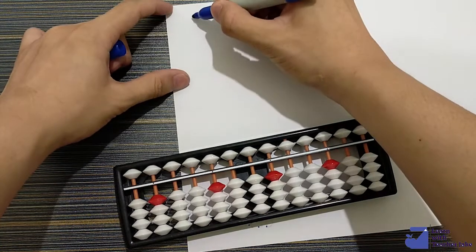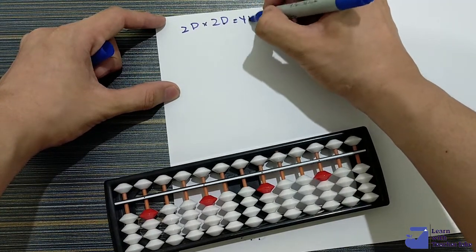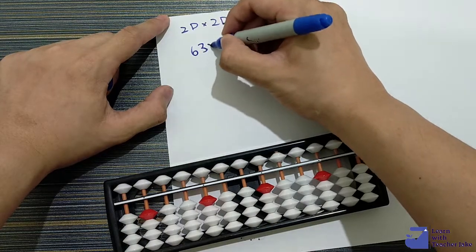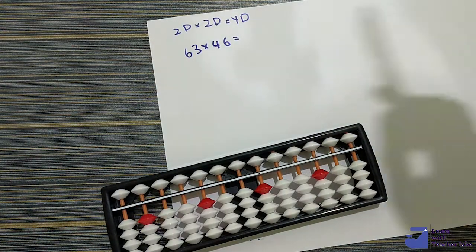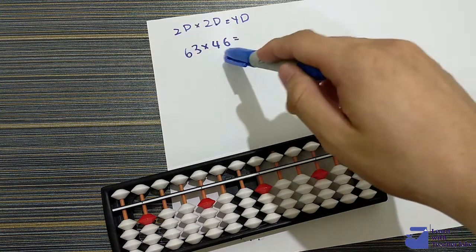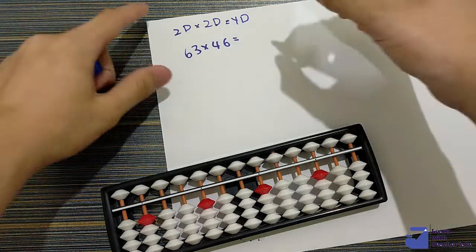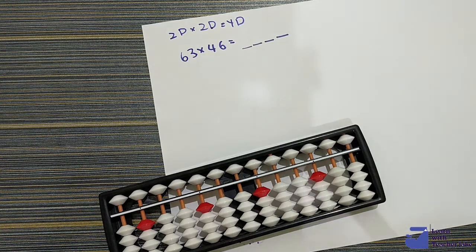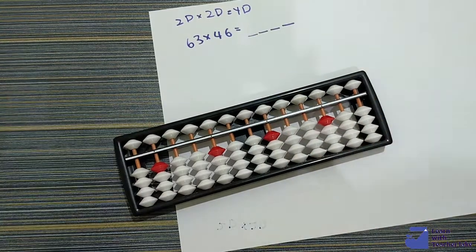Usually, when a 2-digit number is multiplied by another 2-digit number, you will get a 4-digit number. Let us look at some examples. As you can see, 63 is a 2-digit number and 46 is also a 2-digit number. Therefore, the multiple is going to be a 4-digit number. Since it is going to be a 4-digit number, we are going to use 4 columns of our abacus for this operation.